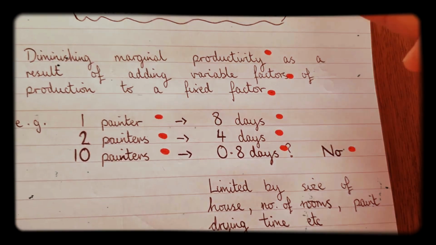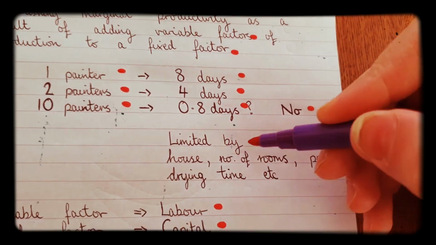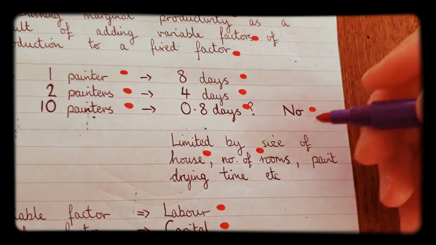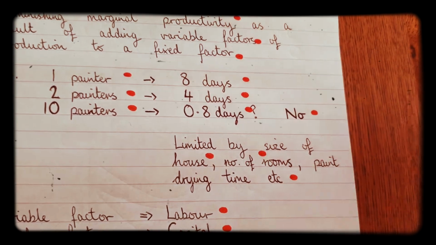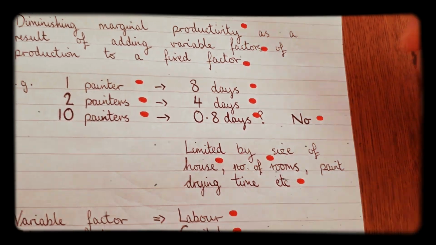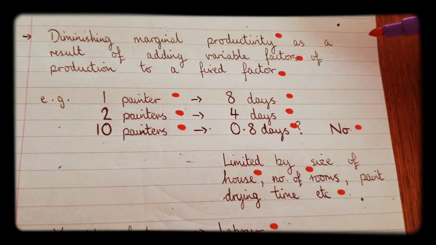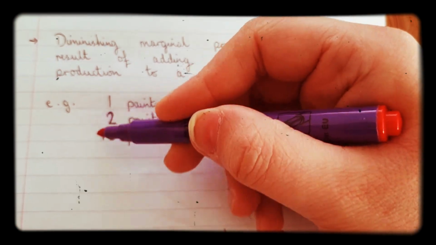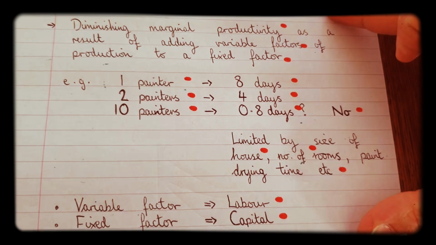No, this doesn't make sense, because the painters are limited by 1, the size of the house, 2, the number of rooms, and 3, the time it takes for the paint to dry. And there are also other inefficiencies. Imagine 10 painters crammed into a house trying to paint loads of different things. It's going to be a bit of a mess. So after this point, between 2 and 10, we start to experience diminished marginal productivity.